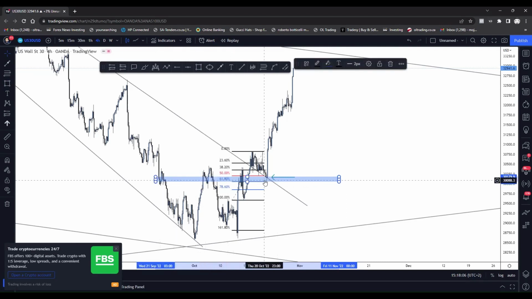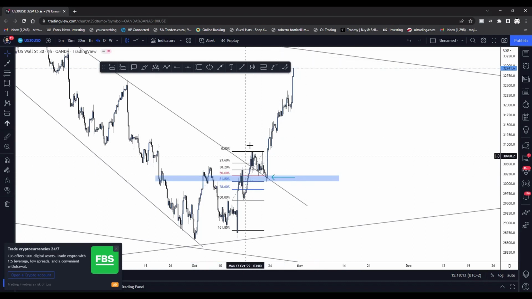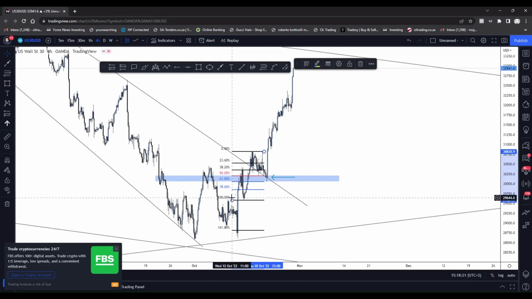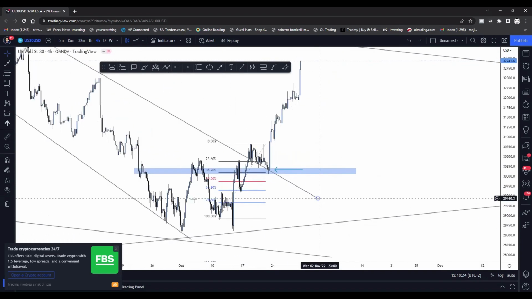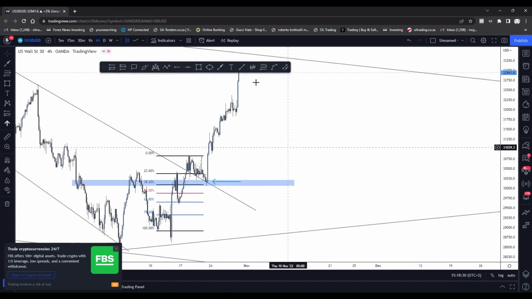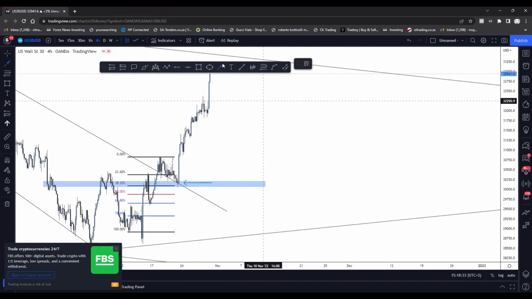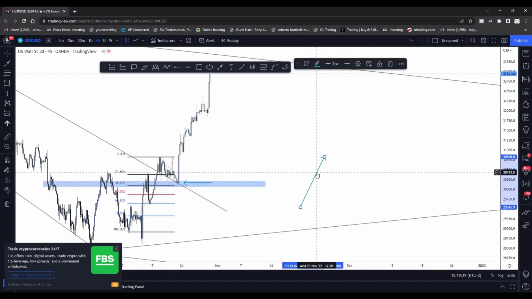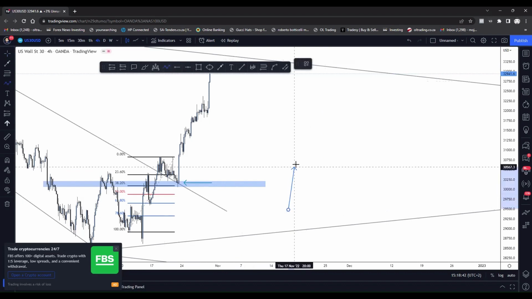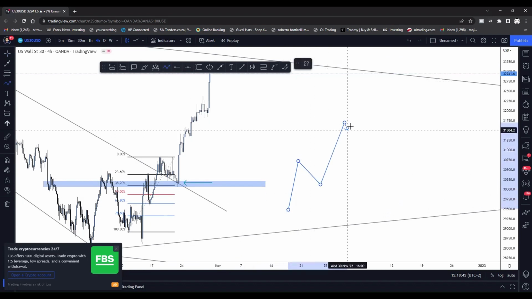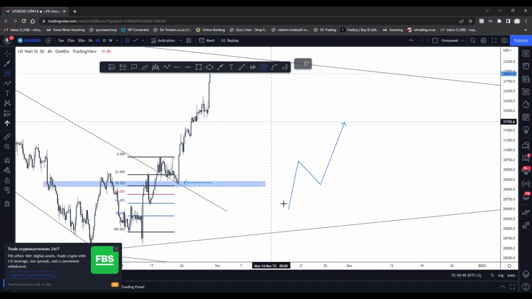Always use your fib from the previous low and high. So if you're in an uptrend, you start it from swing low to the swing high. If it's an uptrend, this is how you draw it. Something like this. Okay. If you are in an uptrend, you draw it like this.